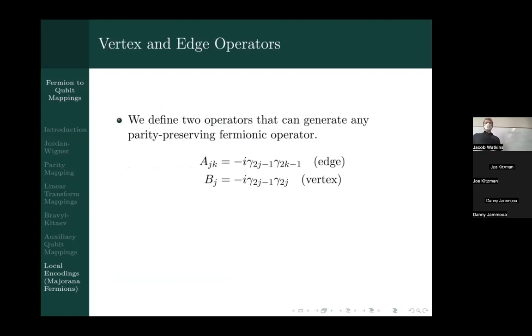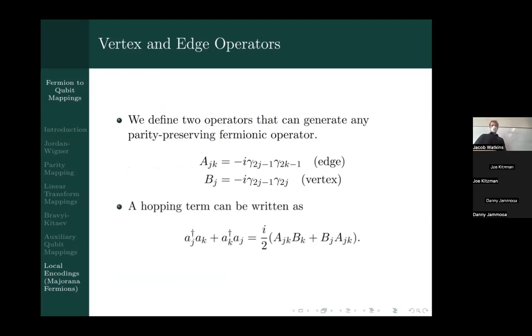So from these, we'll just define what we call edge and vertex operators, which are capable of generating any fermion operator that preserves parity, which our operators do. Some of them just depend on whether fermions are present on a site, and others just move fermions from one site to another, so it preserves parity. Like the hopping term can be written like this in terms of the edge and vertex operators.